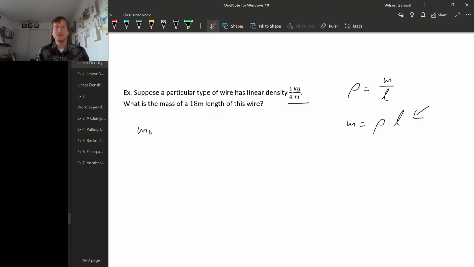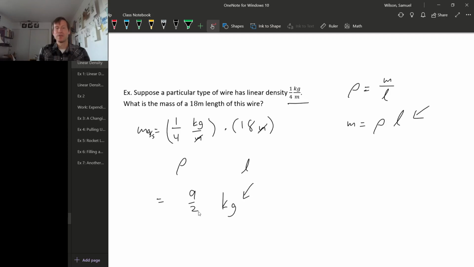So we get the mass of this object is 1/4 kilograms per meter, that's the linear density, times the length, and that's 18 meters. Notice that the meter units cancel here, and we just get kilograms for our unit, which is good because we were expecting to get a mass out of this. And then 1/4 times 18 is 9/2, or 4.5 kilograms.